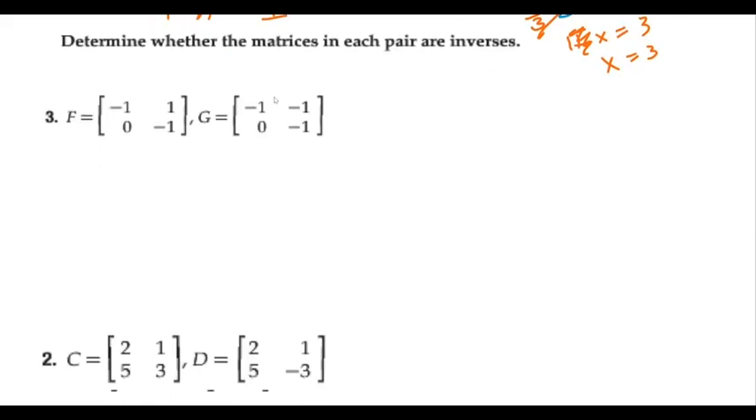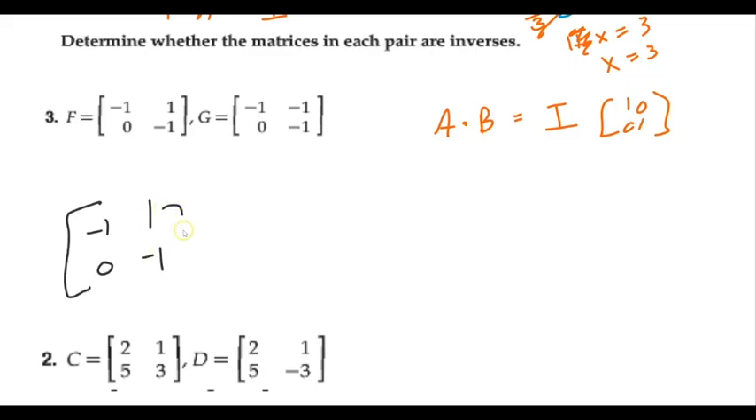How do we tell if two things are inverses of each other? When I multiply these two things, if they are inverses of each other, then I should get the identity back, which is that 1, 0, 0, 1 thing. It's a quick way to tell if two matrices are inverses of each other. Just multiply them and see if they cancel each other out, and we get the identity.